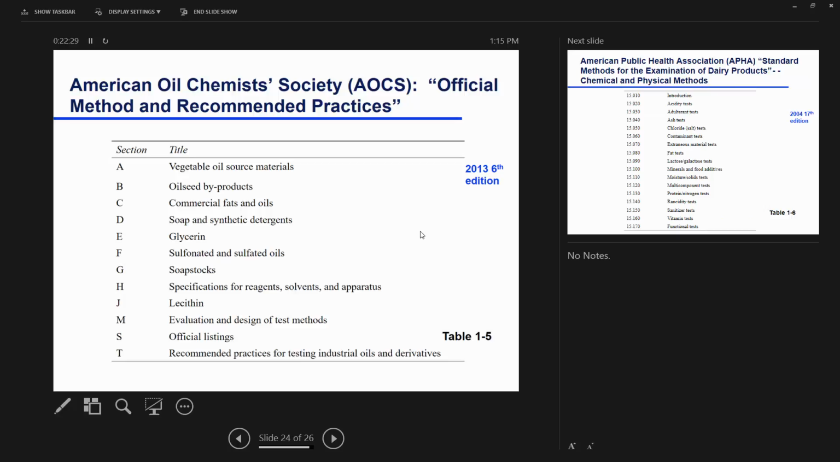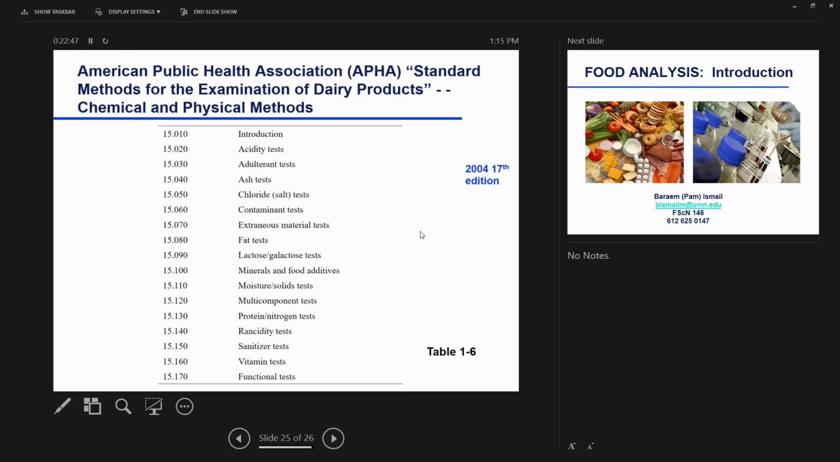It's American Oil Chemist Society, not Association. Again, the newest edition is the 6th from 2013, and this is mostly for oil and oil seed products and proteins extracted from oil seed crops. Last one is the American Public Health Association. You might also use that if your product is a dairy product. So there's also a list of official methods. And the latest one is actually only from 2004. So they're due for some update there, but it's the 17th edition.